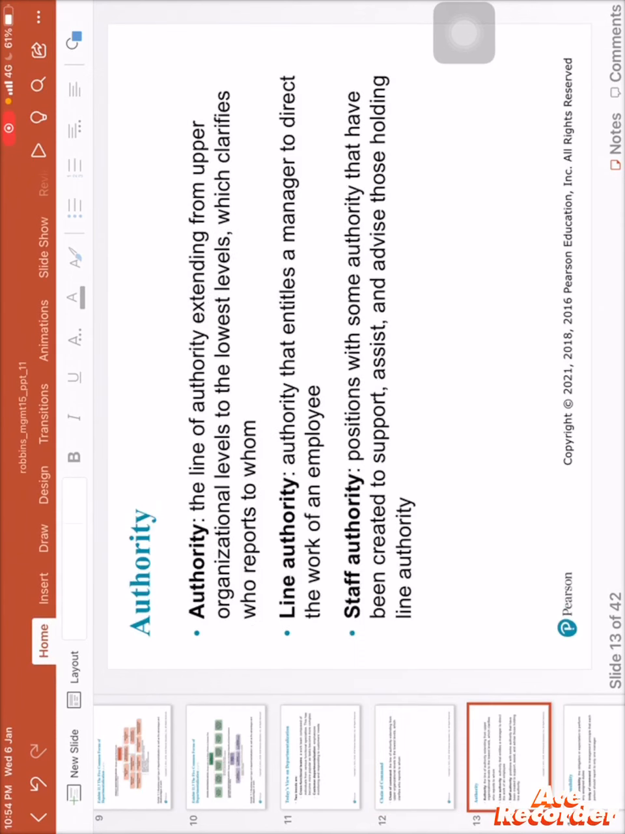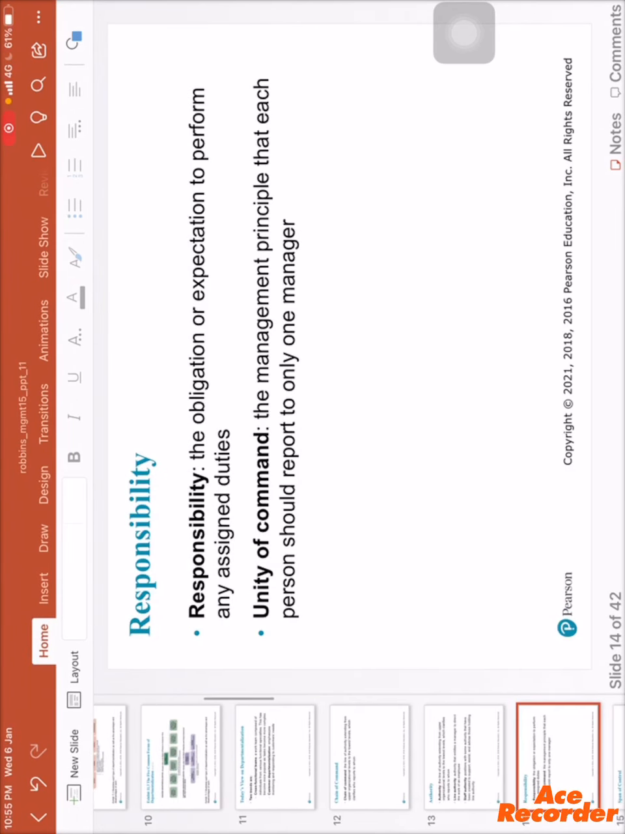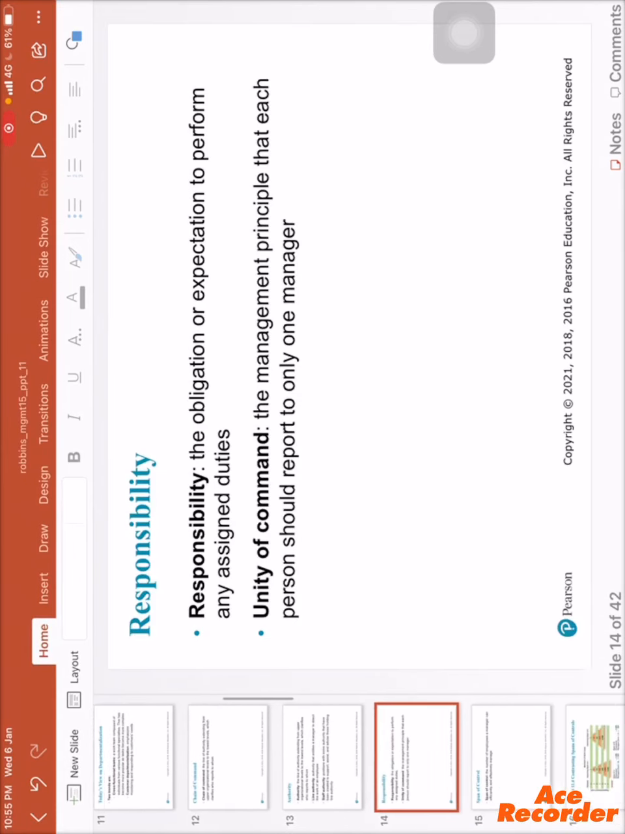Alright. Okay, then authority, this is the line of authority extending from upper organizational level to the lower levels, which clarifies who reports to whom. It's the same, authority, staff authority. So we cannot go against our authority, our responsibilities, our job specifications. Don't do other people's work. In a company, we do need to know what your scope is, what your power is, what your line of authority is. Cannot go against. That will become an issue later. Okay. Responsibility is the same. And then likewise with unity of command.